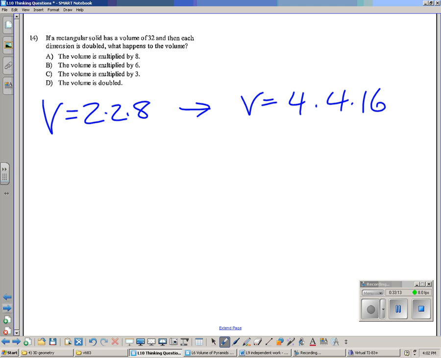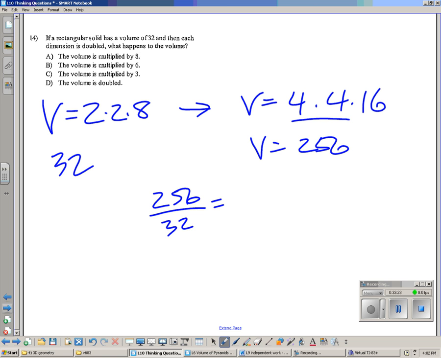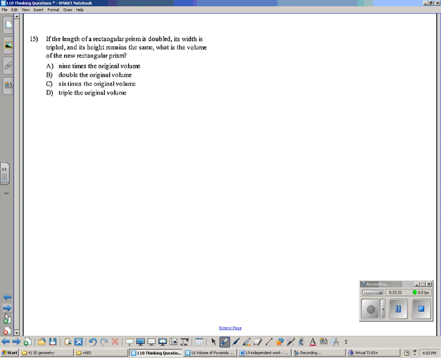And here's our new volume. So let's see. Old volume was 32. New volume, 4 times 4 is 16, times 16 is 256. And we want to find out what happened to the volume. So 256 divided by 32. And 256 divided by 32 happens to be 8. So the volume is multiplied by 8.